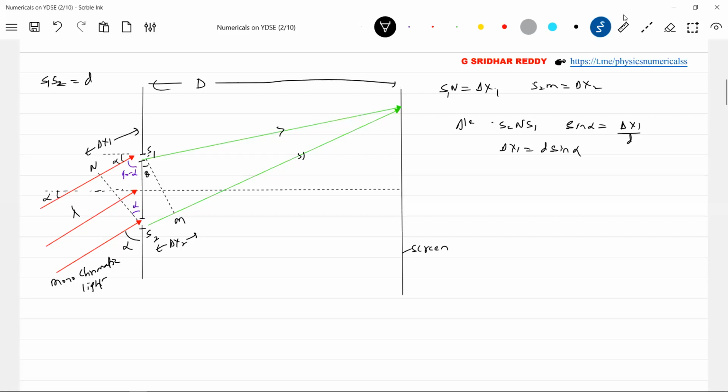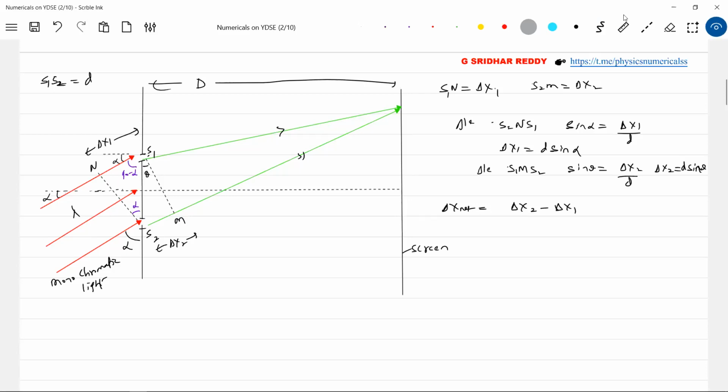Okay, after this, delta x2 as usual we know is d sine theta. Okay, I'll write that also. In triangle S1 M S2, sine theta is equal to delta x2 by d, where delta x2 is equal to d sine theta. Okay, let's get into it: the net path difference should be equal to delta x2 minus delta x1.